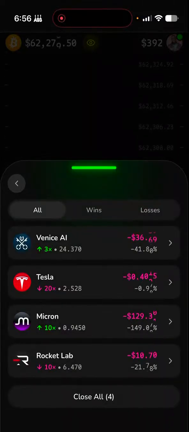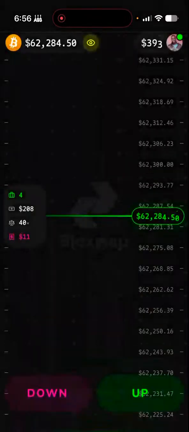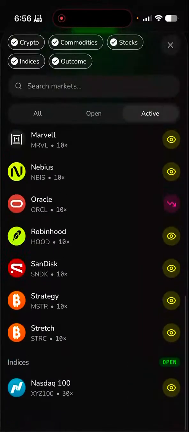Rocket Lab's doing bad news. It's now coming back up for some reason. The rocket's going the wrong, well, I guess the rocket's going the right way. Let's see how we're looking.